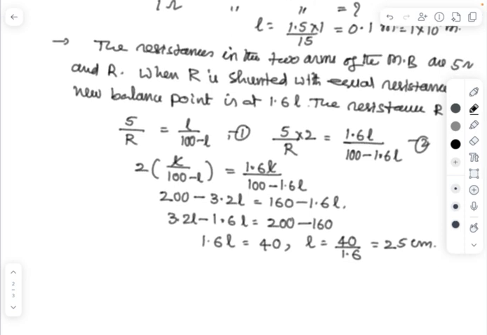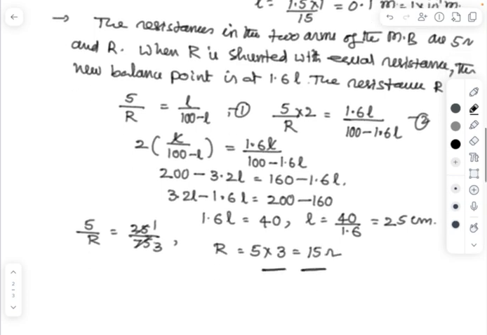Now 5 by R equals 25 by 75. 25 ones, 25 threes, cross multiplication. R equals 5 into 3 equals 15 ohm.